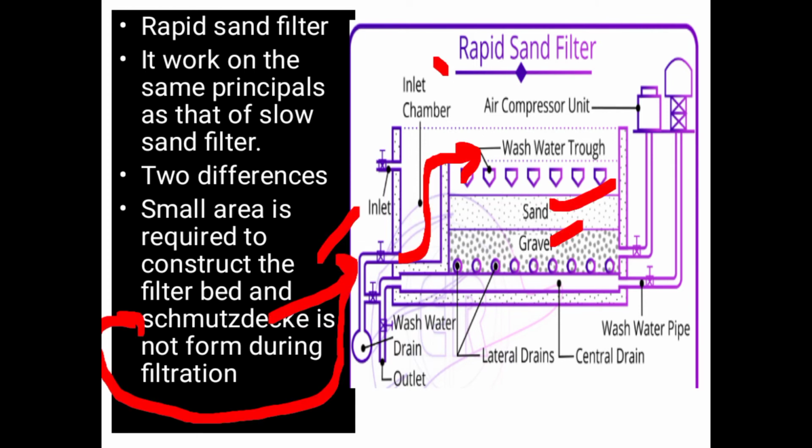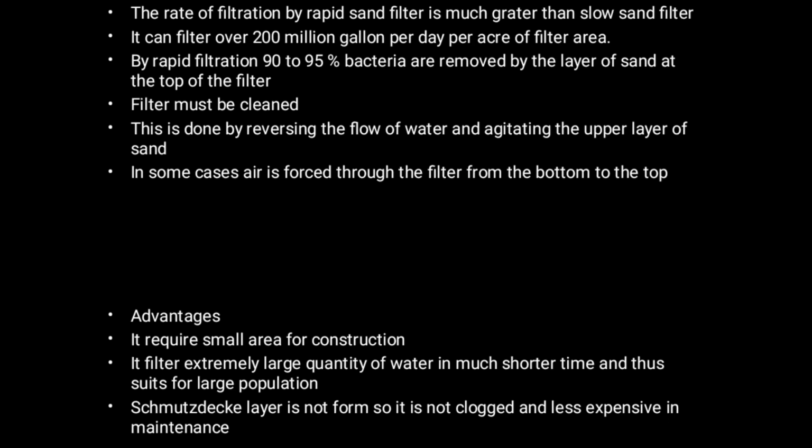Now if we talk about the rate of filtration, rapid sand filter is much greater than slow sand filter. It can filter over 200 million gallons per day per acre of filter area. By rapid filtration, 90 to 95% of bacteria are removed.